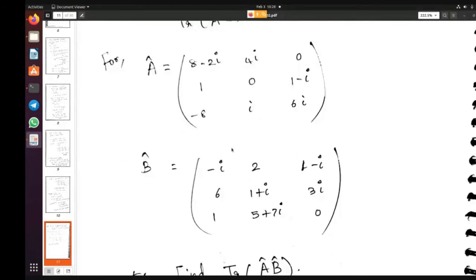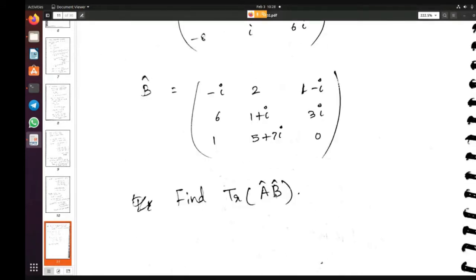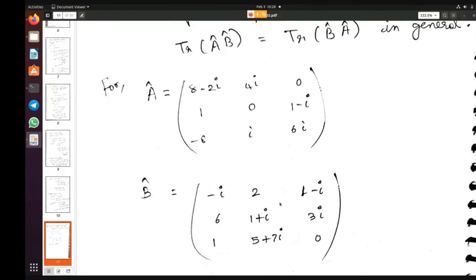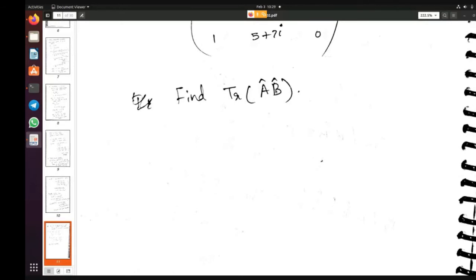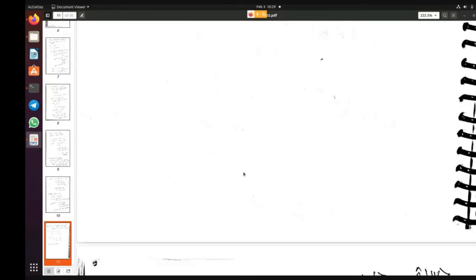And then for given A and B, find trace of AB. So you need to do the matrix multiplication A into B and then find its trace. That will be easy. You just have to add up all the diagonal terms after finding the matrix corresponding to the multiplication of A and B.